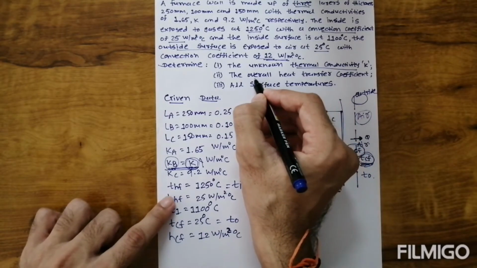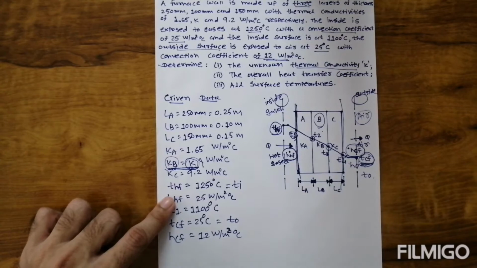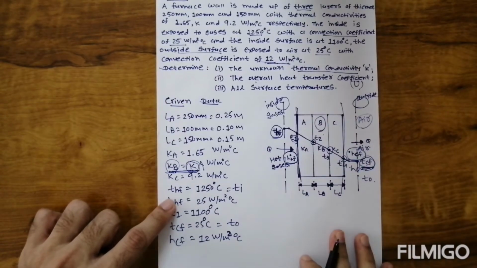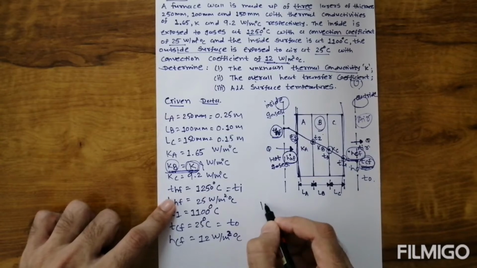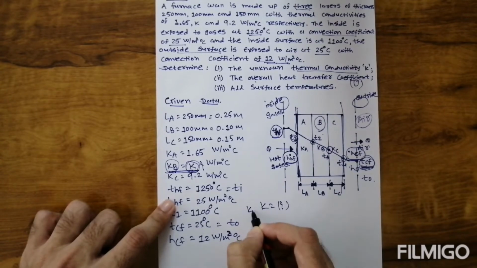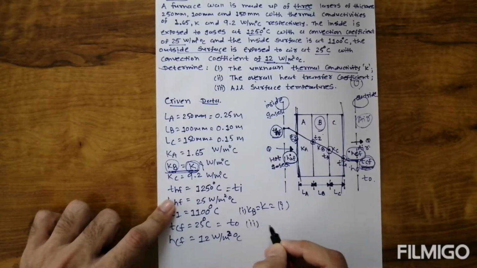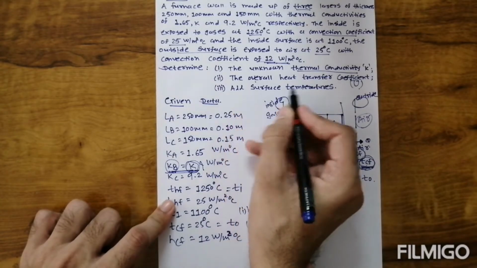The second thing is to find the overall heat transfer coefficient. In the previous video I already told about the overall heat transfer coefficient, which is denoted by capital U. That overall heat transfer coefficient capital U will be determined. So first we determine K, or Kb, is equal to question mark. Second, determine the overall heat transfer coefficient, denoted by capital U, and third, determine all surface temperatures.